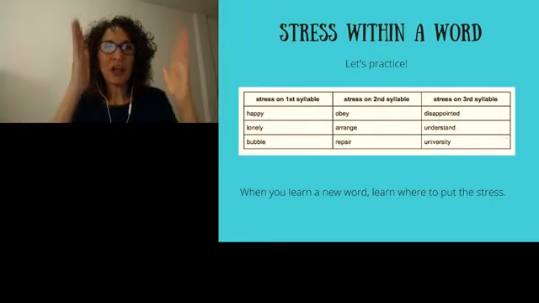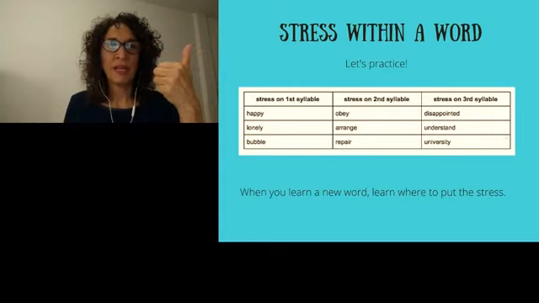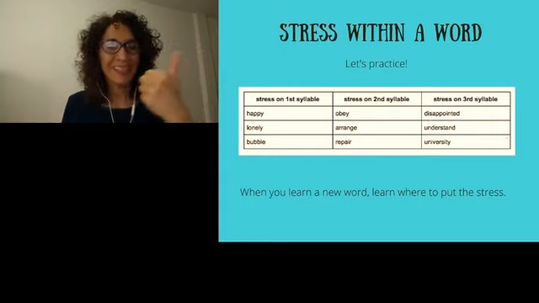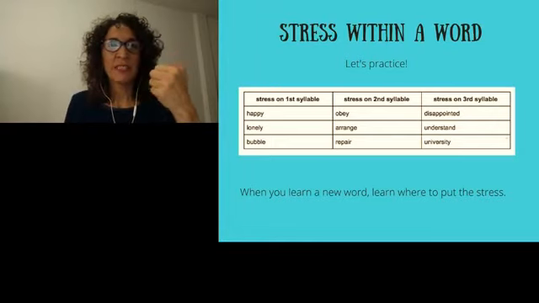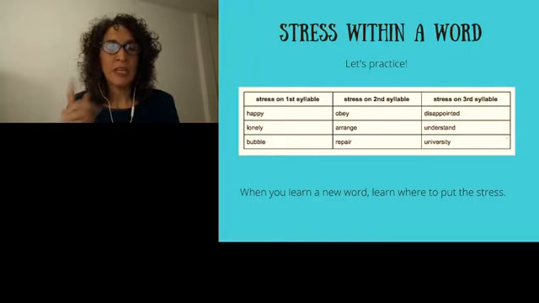So if you look at the first column, it says stress on the first syllable. So in the first word, happy, 2 syllables, right? You're going to stress the first one. Happy. I'm so happy to be studying English with you today. All right, the second word is lonely. Lonely. Lonely. And the last word, we're still stressing the first syllable. I'm going to let you take a second, think about how you would say it. All right, here we go. Bubble. Bubble.